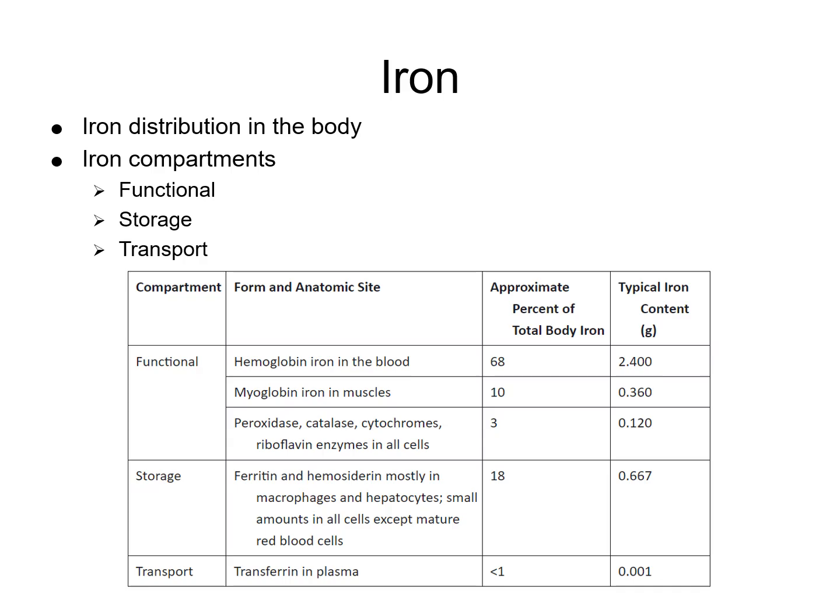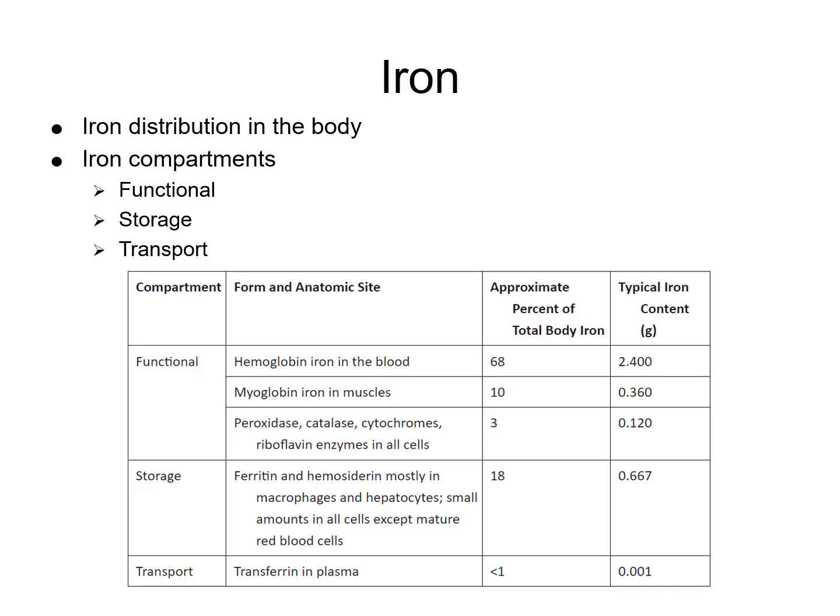It also includes myoglobin iron, which is found in your muscle cells and helps to store and facilitate oxygen delivery within the muscles. We also have iron-containing enzymes. So iron is a component of many enzymes involved in energy production, electron transport, such as cytochromes, and DNA synthesis.